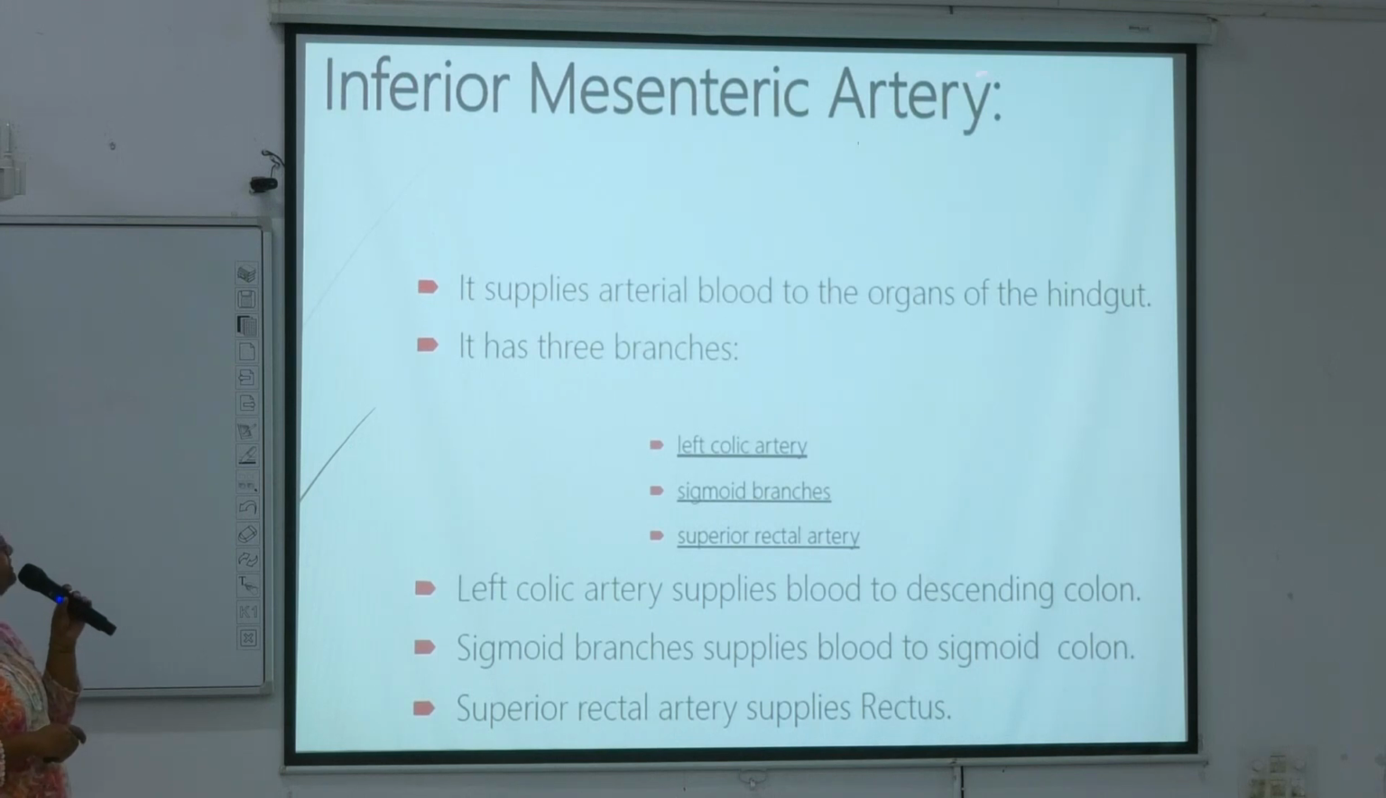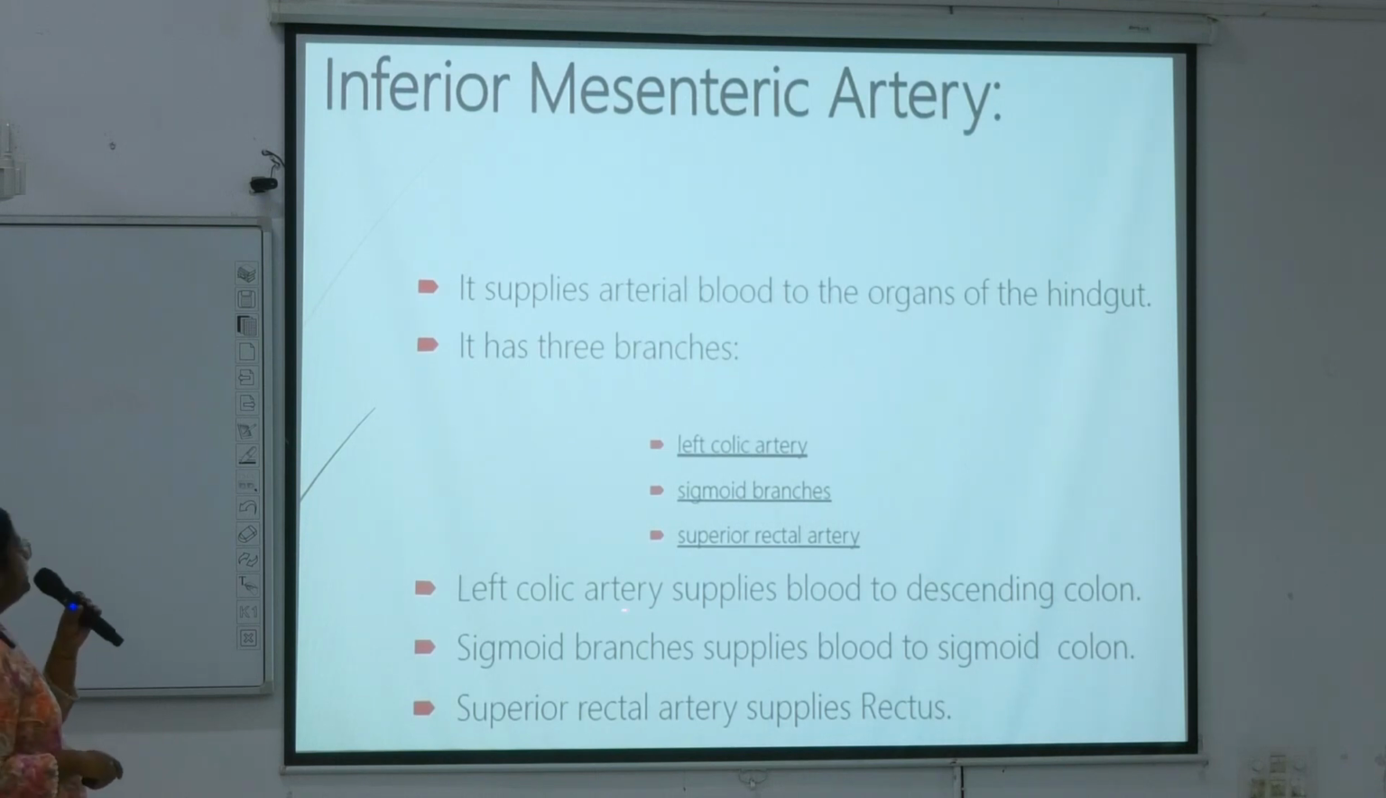Continuation of inferior mesenteric artery is known as superior rectal artery. That's why superior rectal artery is single, but middle and inferior rectal are paired arteries. Okay, because it is a continuation of the single inferior mesenteric.